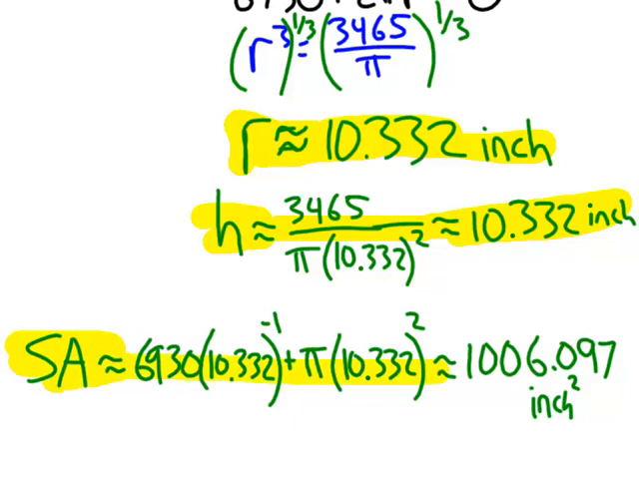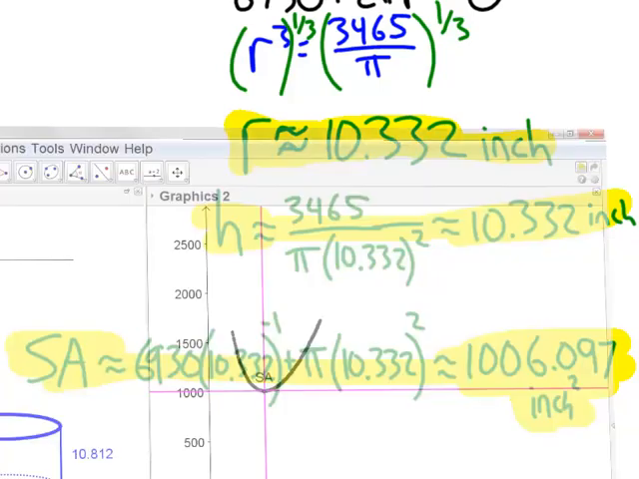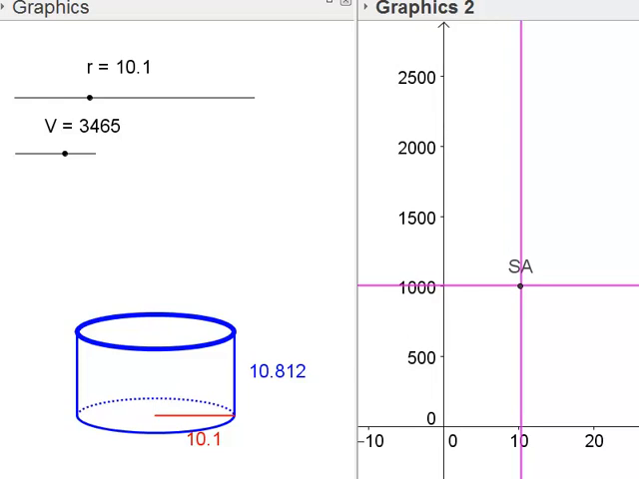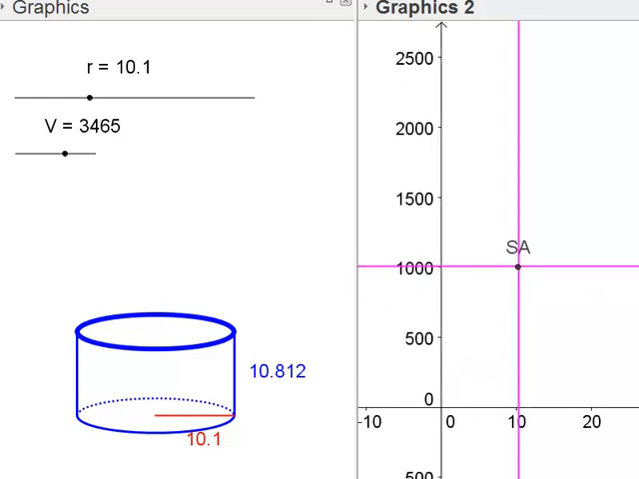The surface area turned out to be 1006.097 inch squared. I'm just using the AP convention of 3 decimal places. And that, ladies and gentlemen, is our optimal answer. I'll remind you that it was consistent with what we were anticipating back when we were looking at GeoGebra.